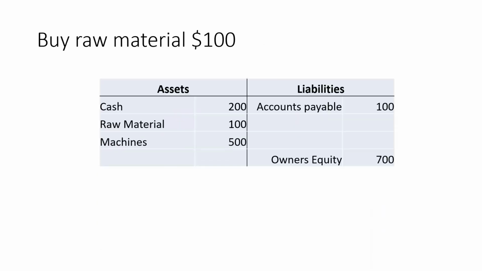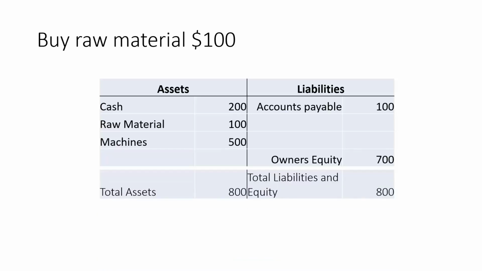Next, we bought raw material with $100, not in cash, but on credit. So our cash remained 200, raw material increased to 100, machines remain at 500, but our accounts payable increased to 100, and owner's equity remained 700. So the total size of the balance sheet now was 800, and everything is taken as a percentage of 800. So 200 divided by 800 is 25%, 100 divided by 800 is 12.5%, and 500 divided by 800 is the remaining 62.5%.